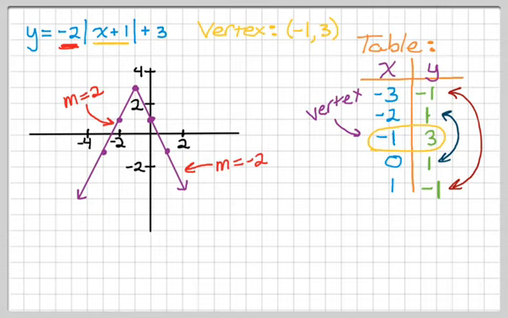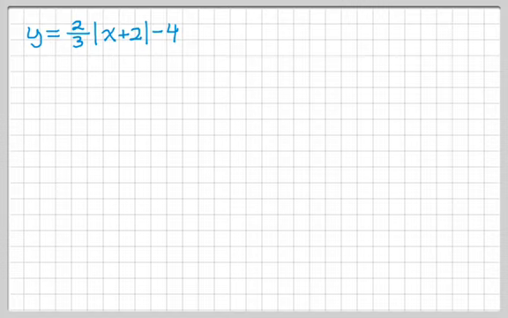So I'm going to see if I can do this without a table. I have y equals 2/3 the absolute value of x plus 2, and then minus 4. To find the vertex, I look at the absolute value and set it equal to 0. So x plus 2 equals 0, and solving that, x equals negative 2. That's the x-coordinate of the vertex, and the y-coordinate is the constant that we're either adding or subtracting. In this case, we're subtracting, so it's negative 4.